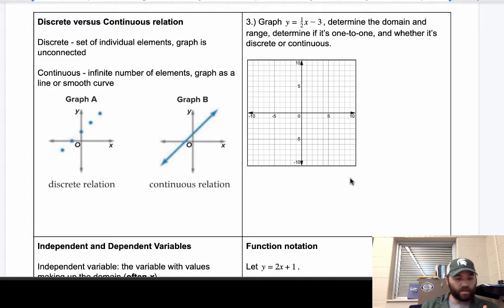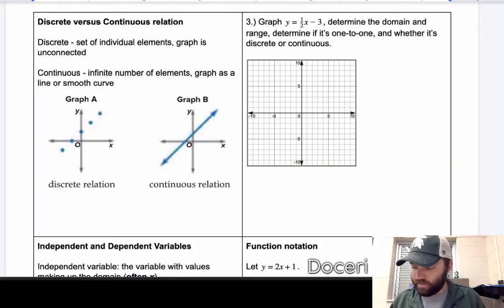I don't have a lot to say about that, I don't think. So you've got a picture there of a discrete and continuous. Let's move on here and let's talk about this graph. So right here we have the graph of y equals 1/2 x minus 3. We want to determine the domain and range, to determine if it's 1 to 1, whether it's discrete or continuous.